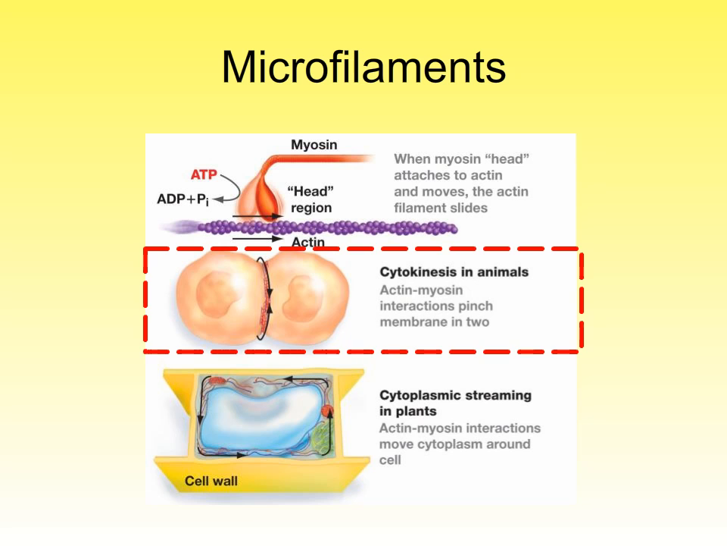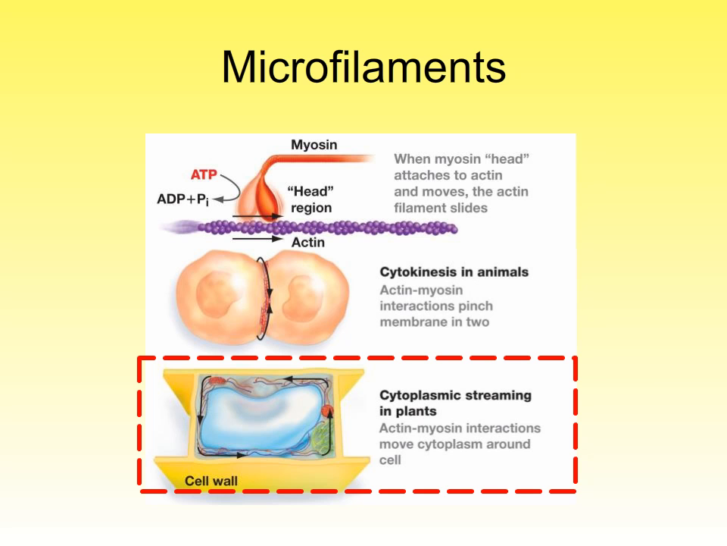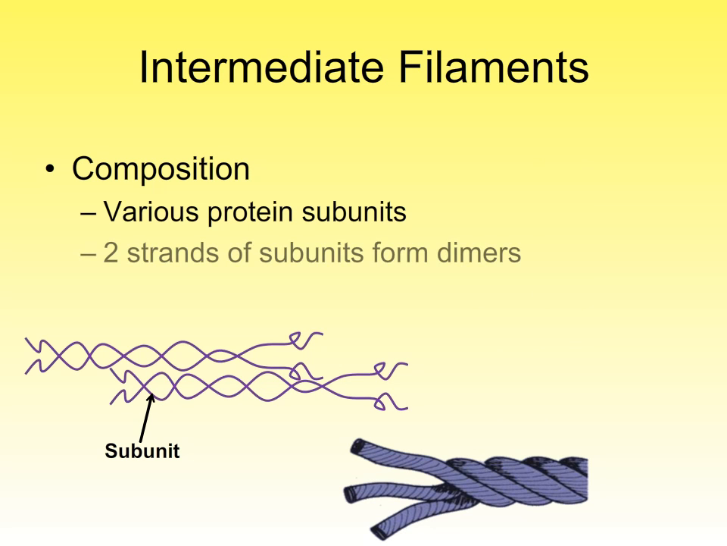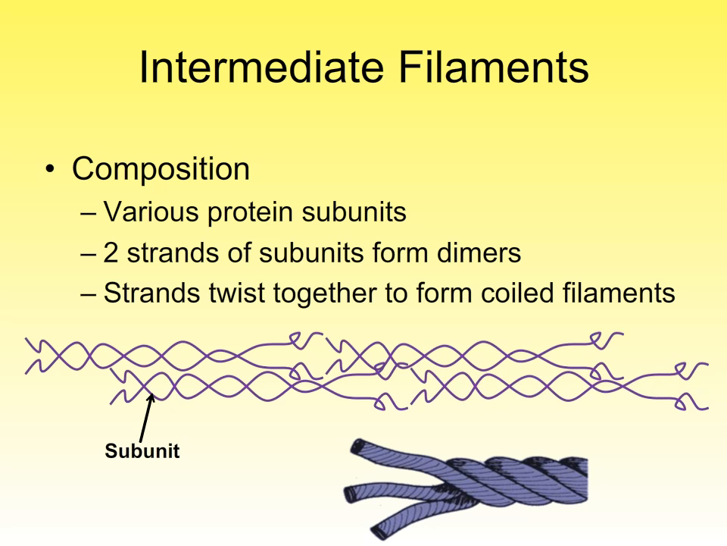This pair pinches animal cells in two during cell division, a process called cytokinesis. And myosin and actin also work together to move the contents of cells in plants during cytoplasmic streaming. Intermediate filaments can be composed of various proteins. Two segments form a dimer, and these dimers are twisted to form a coiled filament.